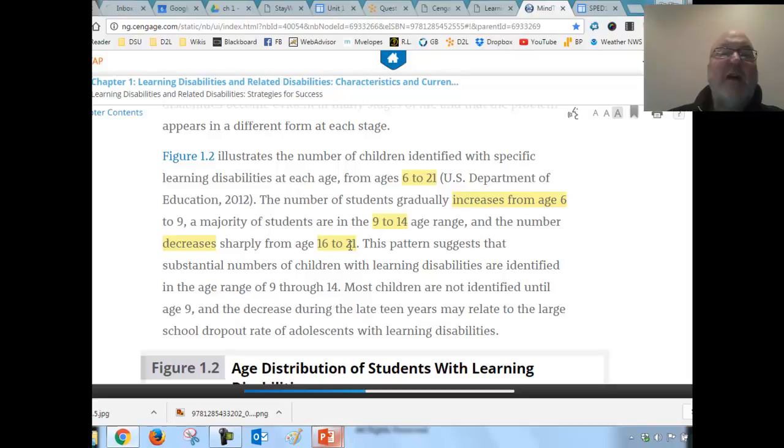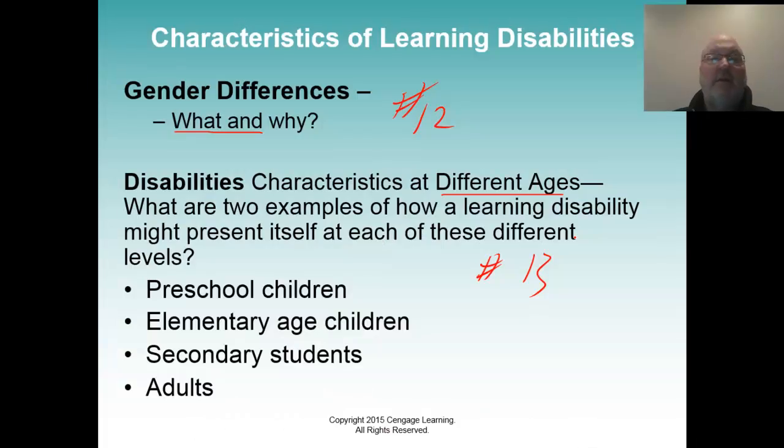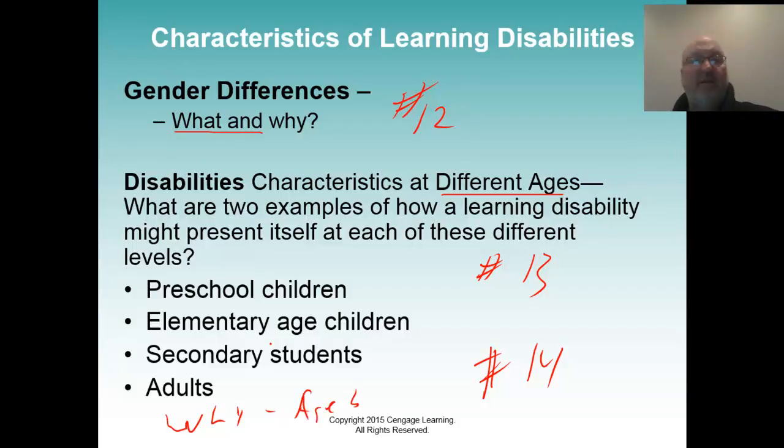Okay, and then why does it drop off? So why does it pick up 6 to 14? Why is there the most at 9 to 14? And why does it drop off then from 16 to 21? Those three things. Let's say number 14, why on ages. And you may not know it. You just do the best you can.